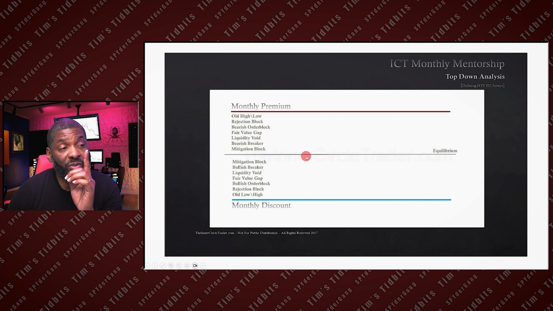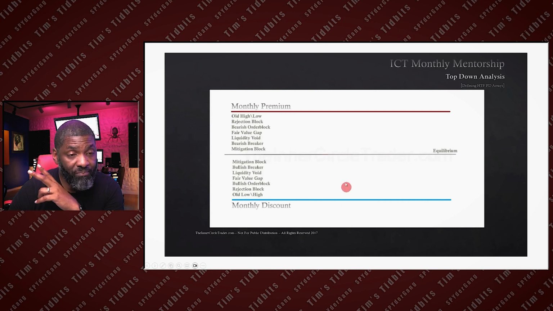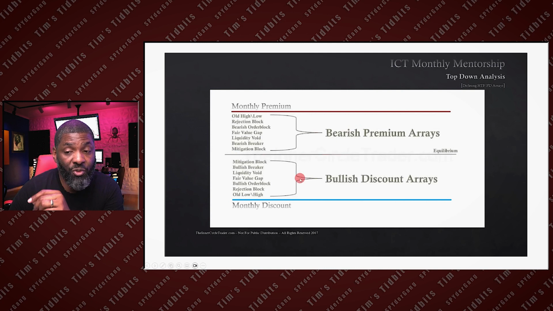There's another way you can use these. Instead of just selling off of the premium and buying off of the discount, you can also use them as targets. Meaning, if you're bullish and it comes down into a discount and you buy off of a bullish breaker, you can target a bearish fair value gap to get out of, or you can target a bearish order block to get out of your trade.